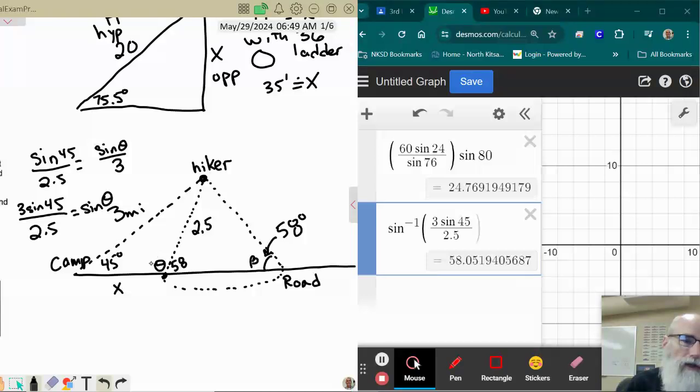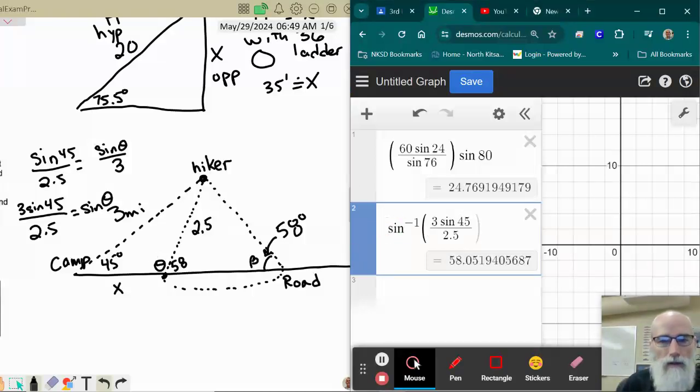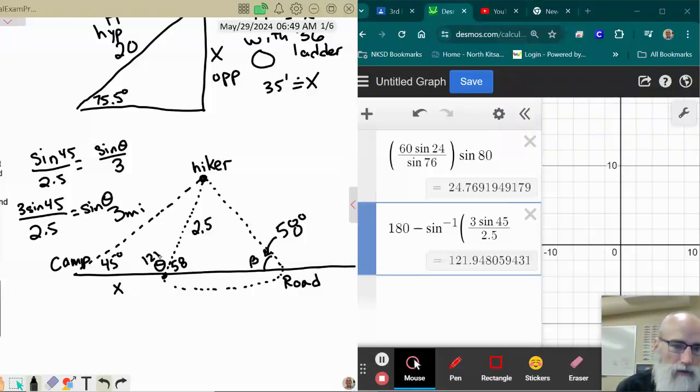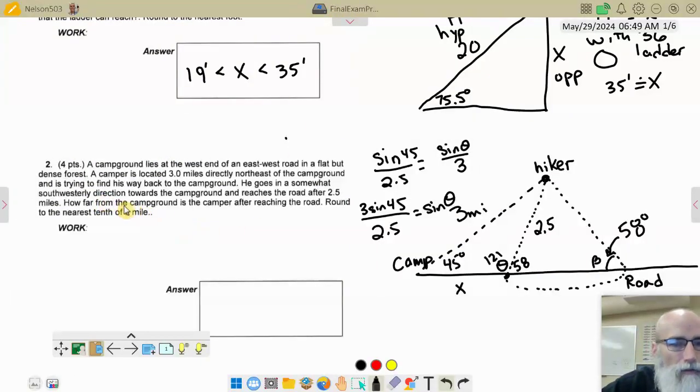So the way you find theta is you go 180 minus 58. So right in here, I'm going to go 180 minus that number, and I get 121. See how this is a way tougher problem than the one that you got yesterday? So this is 121 right here. And they're looking for how far, what was it again? How far from the campground was the camper after reaching the road? Oh, we're looking for this little distance right down here, that thing I put an X on.